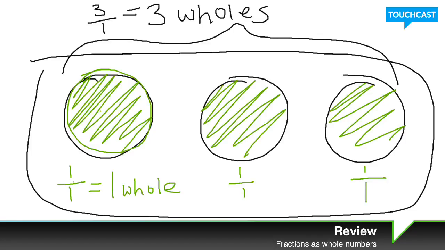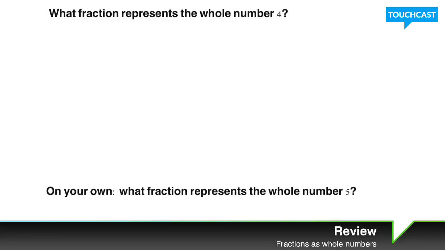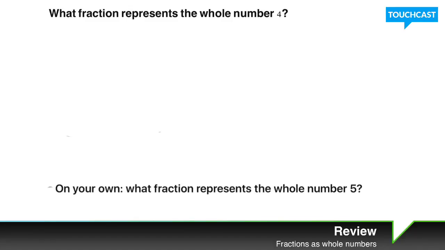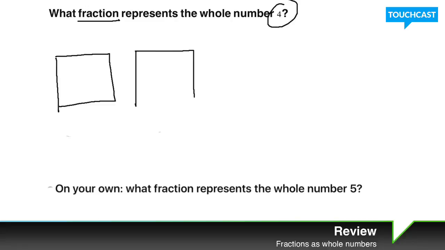So let's take a look at another example. What fraction represents the whole number 4? Okay, so we need to figure out a fraction that represents the whole number 4. So we know that we have 4 wholes. Let's draw 4 wholes. It doesn't matter what you draw. It can be a circle, square, rectangle. I'm going to draw 4 reasonably sized squares.